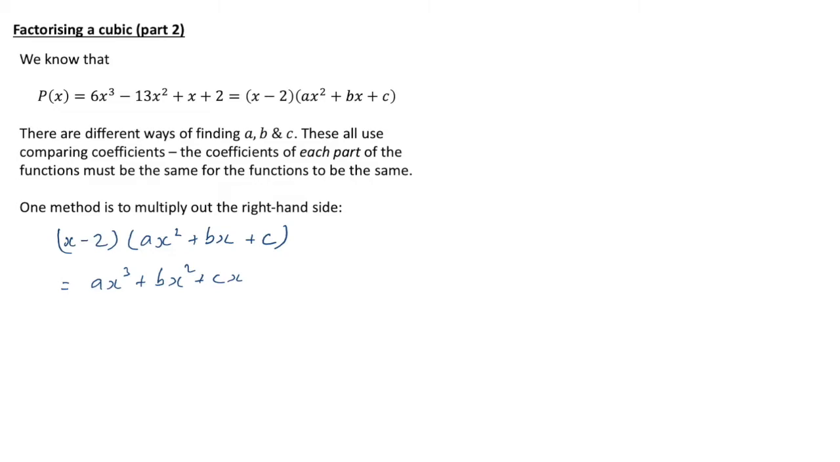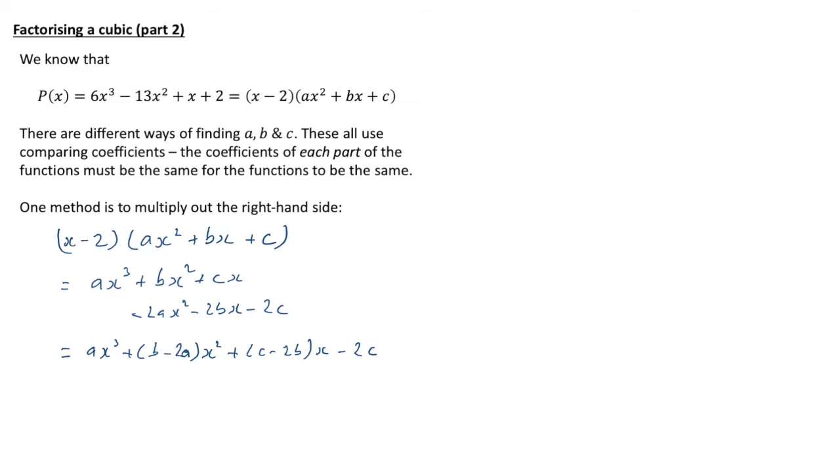And then we're going to do minus 2 times the right hand side. We're going to line them up again like we have before. So minus 2 times ax squared is minus 2ax squared. Minus 2 times bx is minus 2bx. And minus 2 times c is minus 2c.